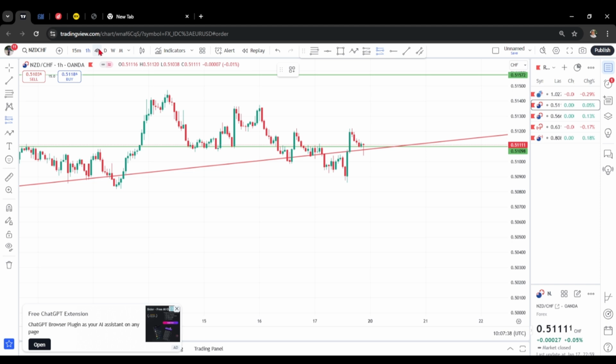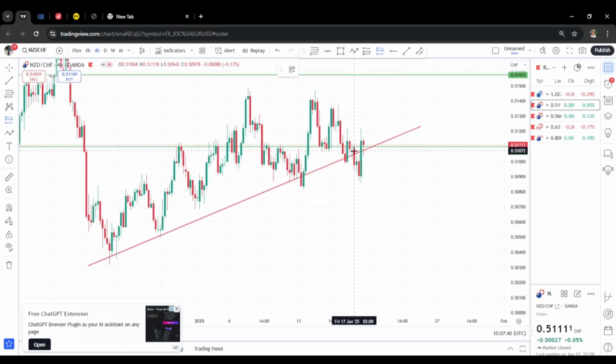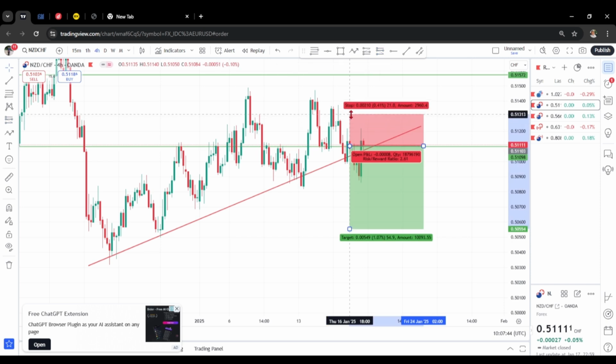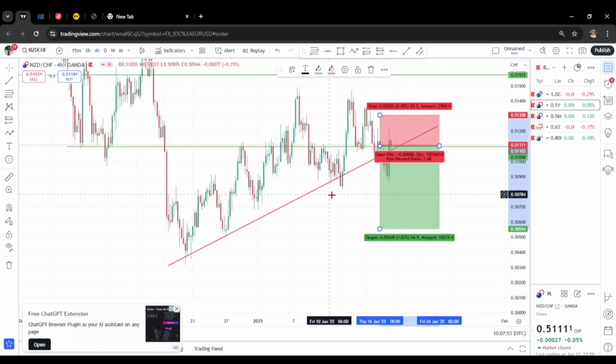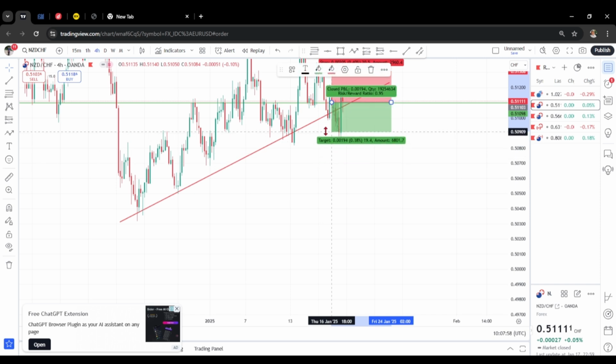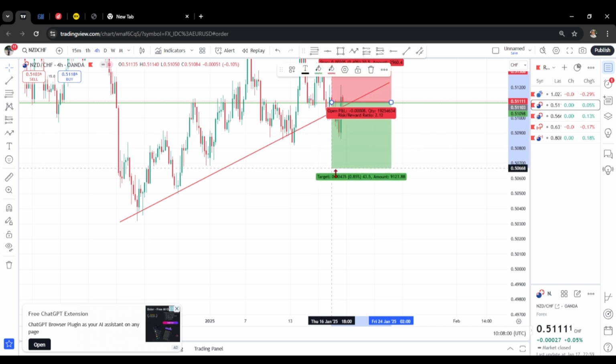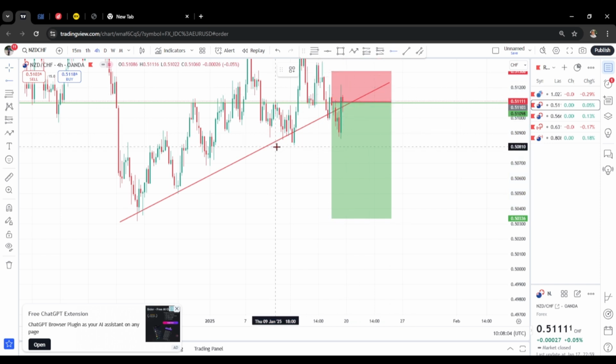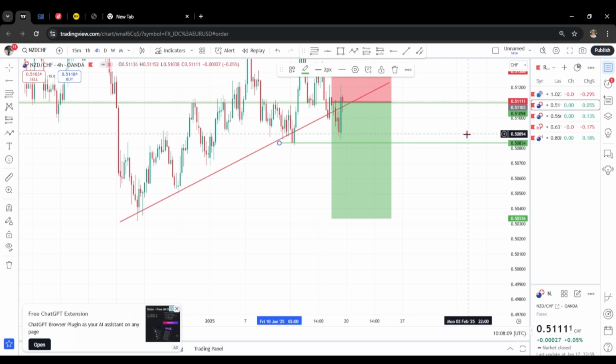So let's go back to 4 hours. Let me show you where I entered the trade. I entered the trade around this area. My stop loss was somewhere, yeah, it was not that far. And the trade was just dropping. I was just happy that the trade was dropping, and my fixed take profit target was here. So this was my first take profit target.